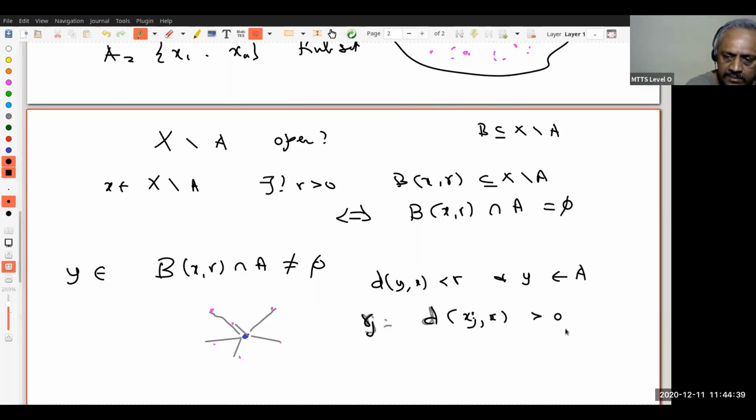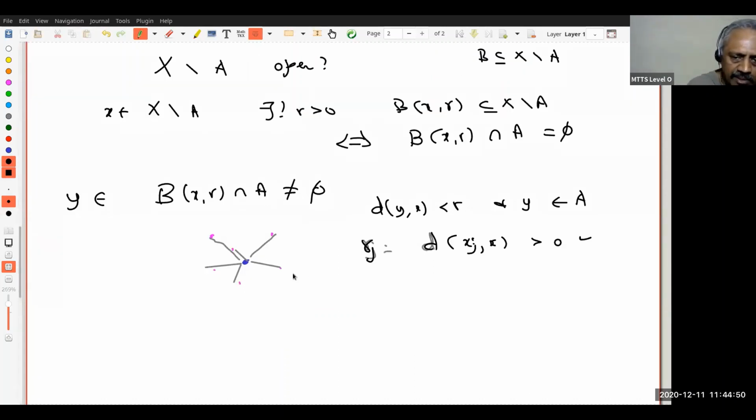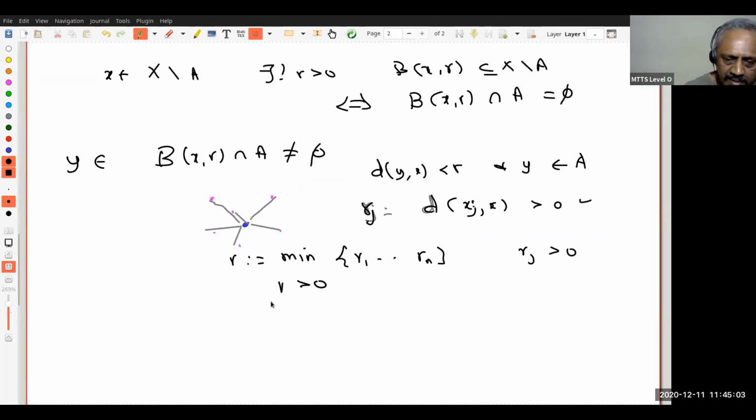Notice that this is greater than 0. Why is it greater than 0? Because x is not in A, and in particular, x cannot be xj. Therefore, this has to be positive. Clear? Now, how many such rj's do I have? I have r1 to rn, and each rj is positive. Therefore, if I take the minimum to be r, then r is also positive. We had already seen it earlier, right?